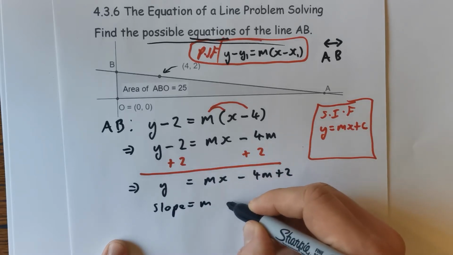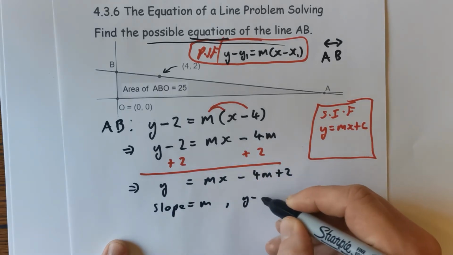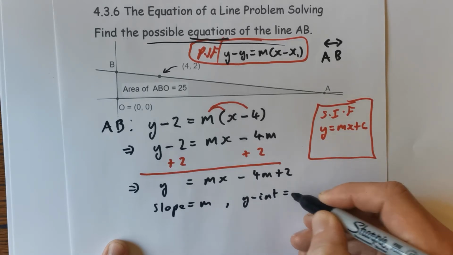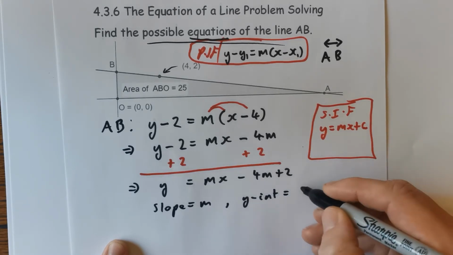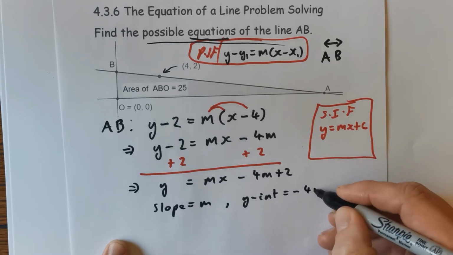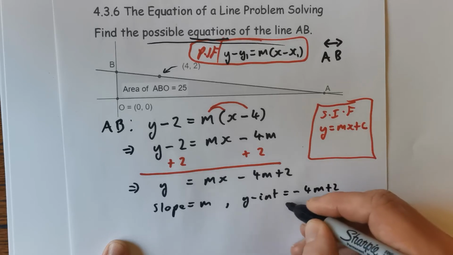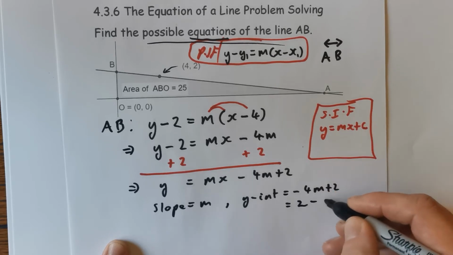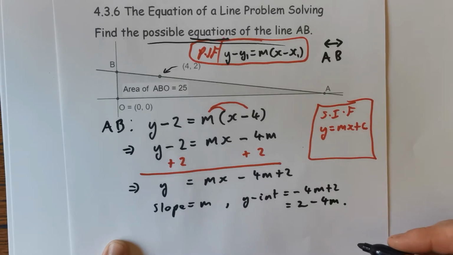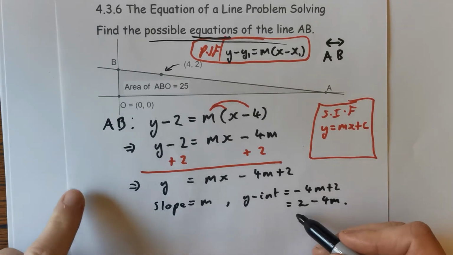Of course, we knew that already. But importantly, the y-intercept here is going to be equal to negative 4m plus 2. Or I might write that, let me write it both ways first, negative 4m plus 2. I prefer the look of 2 minus 4m. No particular reason. That's the y-intercept of this line.